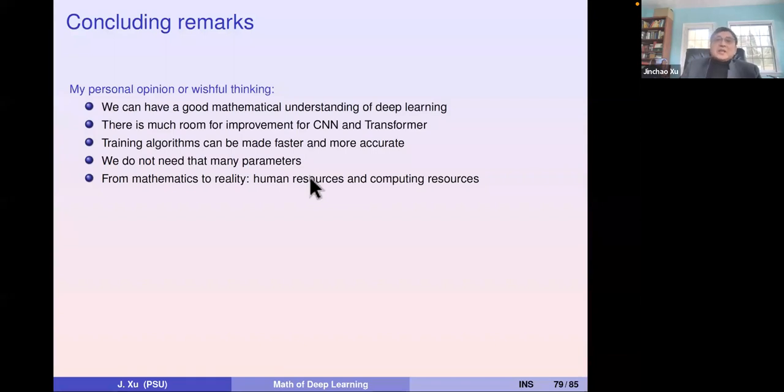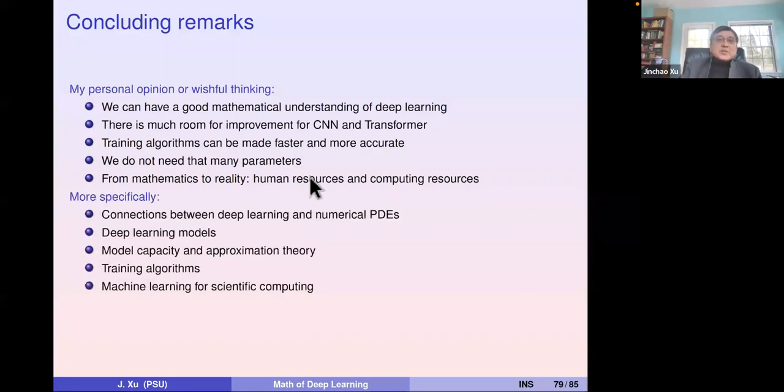for architectures like CNN and, these days, the transformer. And the training algorithm should be made faster and more accurate, especially by the multi-grid method. I don't think we need that many parameters, and now you have billions of parameters. But getting from mathematical understanding to reality is not easy. This is really the first time in my career that I find it very difficult to compete with people from companies. They have a lot of people, and especially the computing power is tremendous.